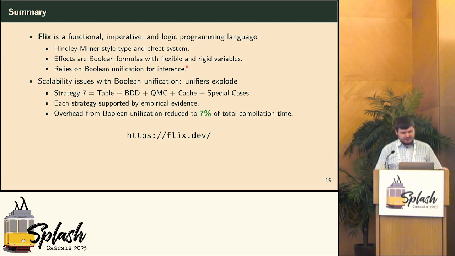We use Boolean unification. The way we got it to work and scale is that we switched from things that were completely ad hoc to modern technology, so BDDs, but also then we added a lot of extra infrastructure just to catch the common cases and make them really fast. And also we have empirical evidence that each addition actually gives you some performance. And that's it. Thank you for your attention.